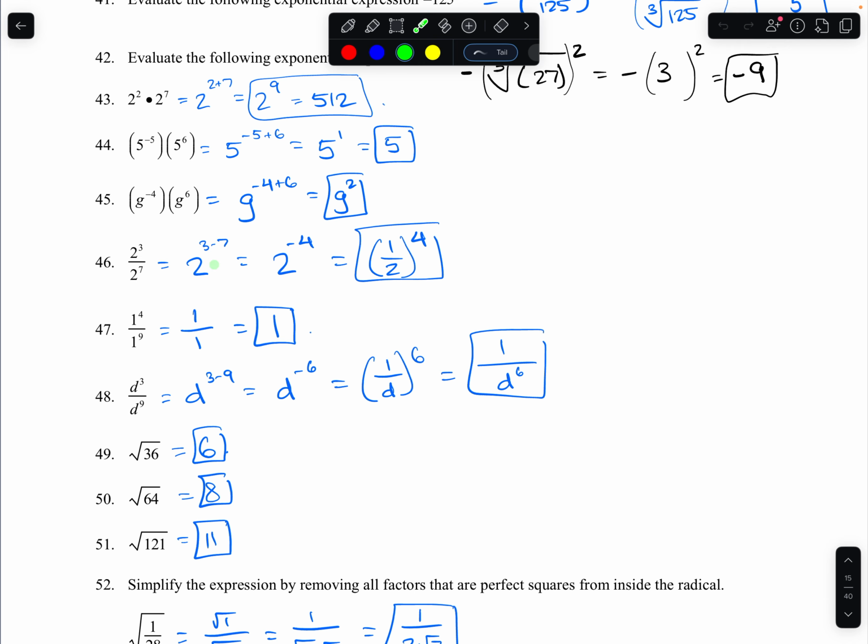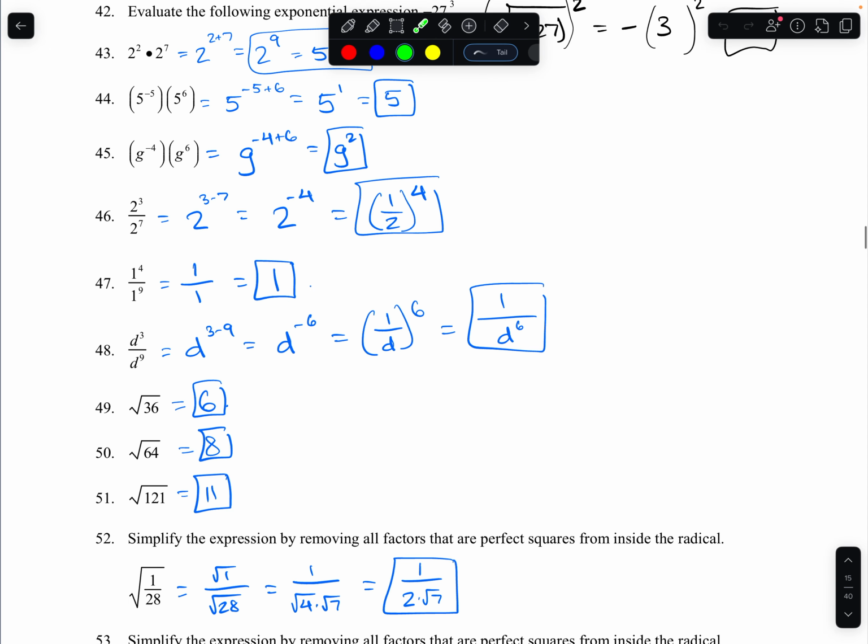46, we subtract exponents, so depending on how the problem's worded, we might be able to say it's 2 to the -4th power, but sometimes the problems say make sure all your exponents are positive, so we could use that negative exponent rule to flip the base and make the exponent positive, and we'd have 1/2 to the +4 power. Now, 1 to the 4th power is just 1. I'm sorry, 1 to the 9th power is also just 1. So 1 divided by 1 is just 1. You could have also used your subtraction rule. You could say 4 minus 9 and say that's 1 to the -5th power. But again, that's just going to be 1.